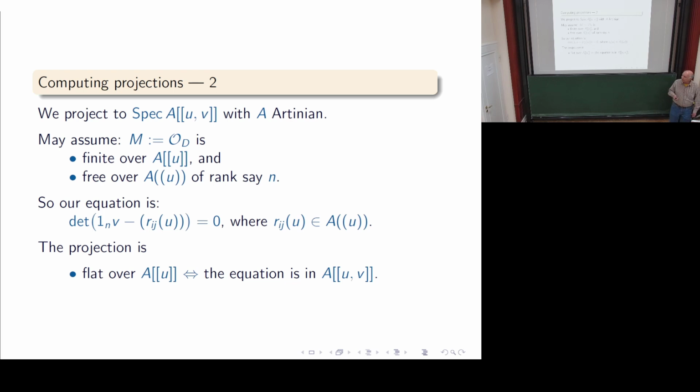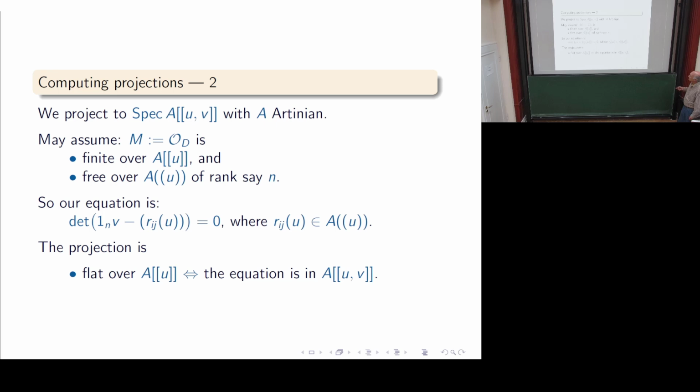So now, how to compute projections of curves? I would like to project to Spec A[U,V], where I assume that A is Artinian, and then I would like to project something like a curve. So I just look at the structure sheaf M. Now, if I choose U and V sort of generic, then this M will be finite over A[U]. Unfortunately, it's not free over it, but that's flatness, which I don't know. But at least over the Laurent series, it will be free. And so that means the equation of the projection, out of this freeness, is exactly this determinant. Well, these are, of course, Laurent series.